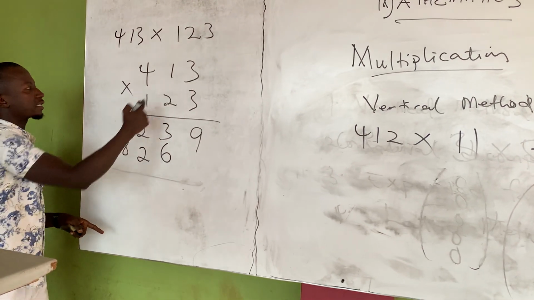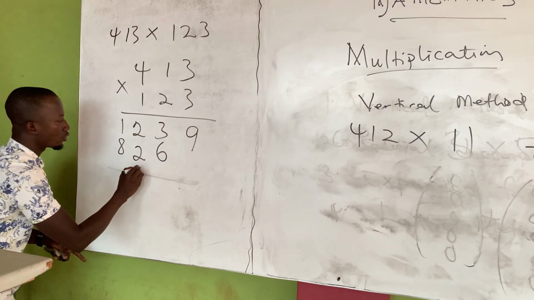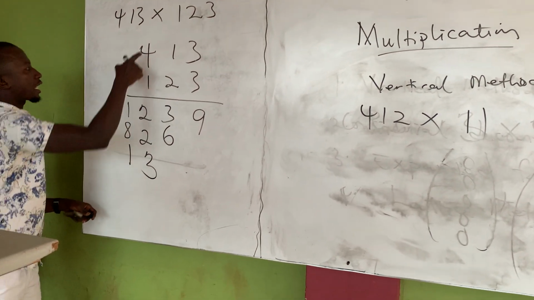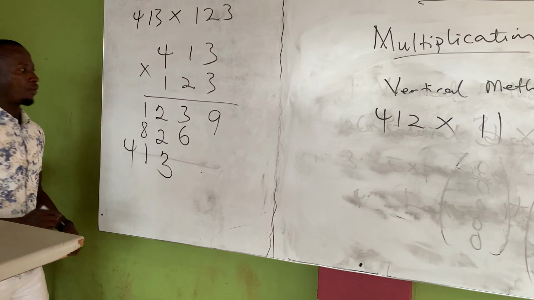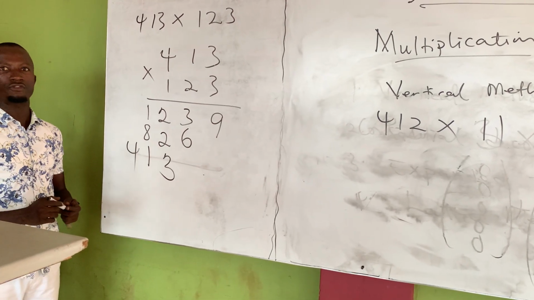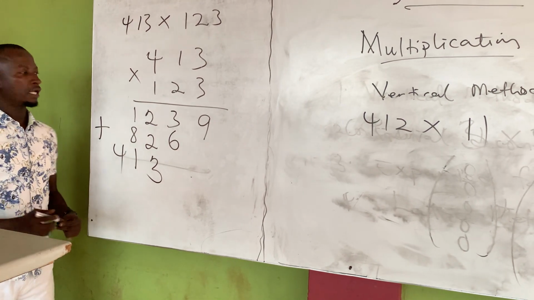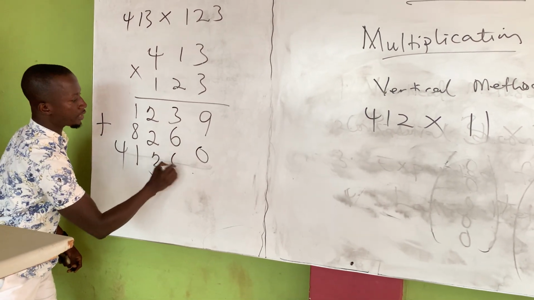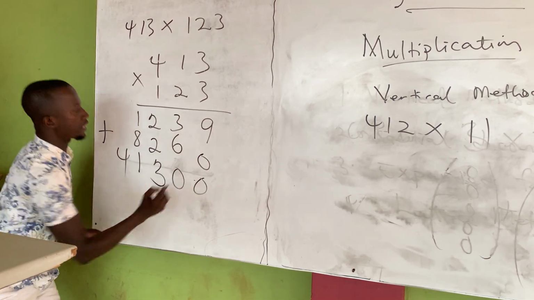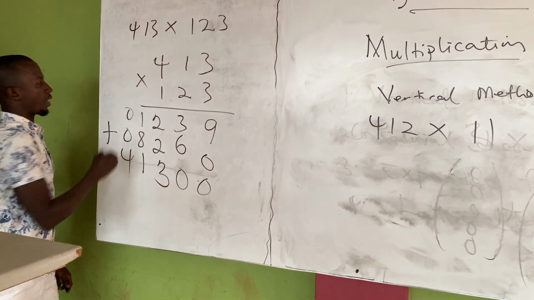So 1 times 3 is giving us 3, but the 1 is here. So we put our 3 here. 1 times 1, that is giving us 1. 1 times 4, that is giving us 4. So let's fill the empty spaces with zeros to avoid any confusion when we are adding. So we put 0 here, 0 here, 0 here, 0 here.